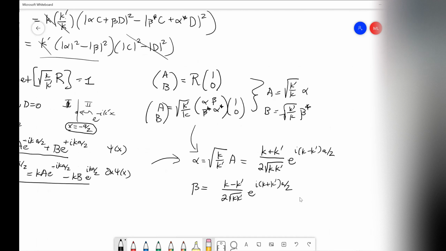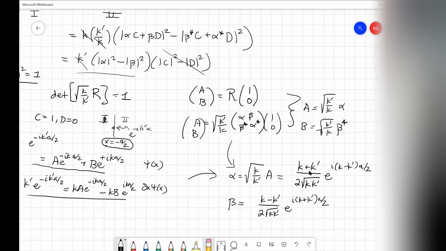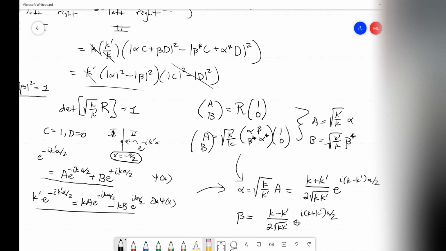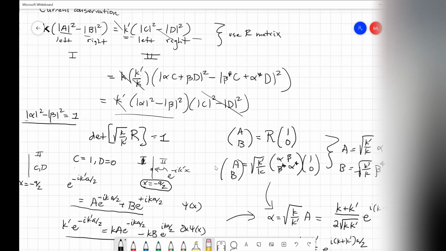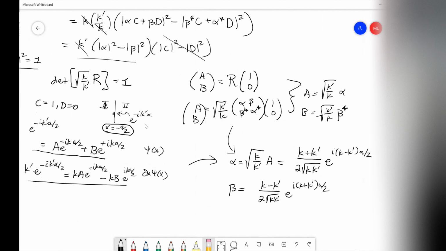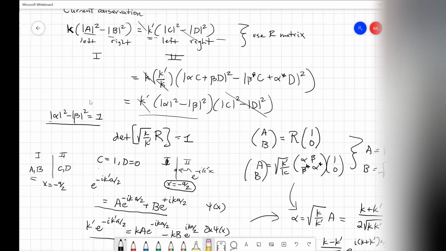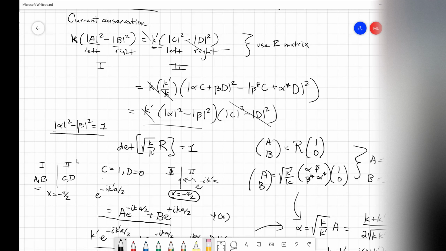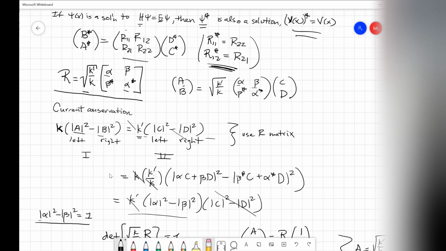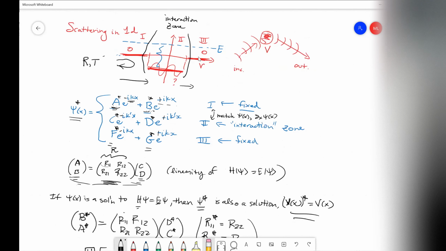So now what? Well, now we have this matrix R, and we have fully worked out what the elements of that matrix are. And you can even check that this satisfies that determinant condition. This guy, alpha squared minus beta squared, is equal to 1. And now what we want to do is do the same thing, but between region 2 and 3. Do the same kind of matching.